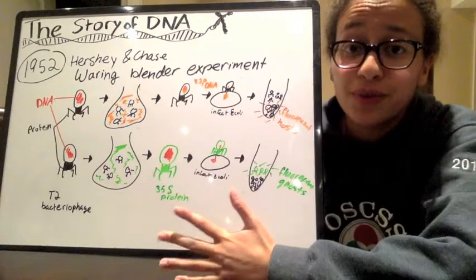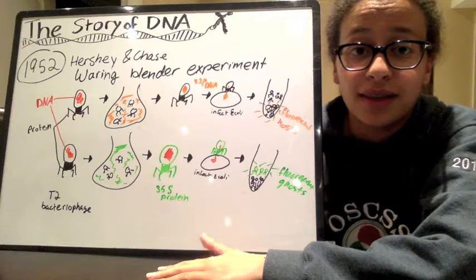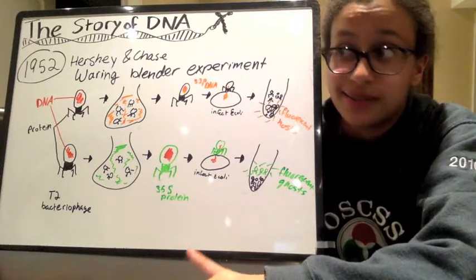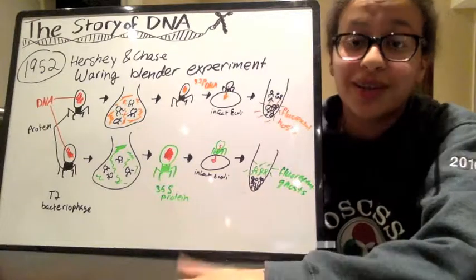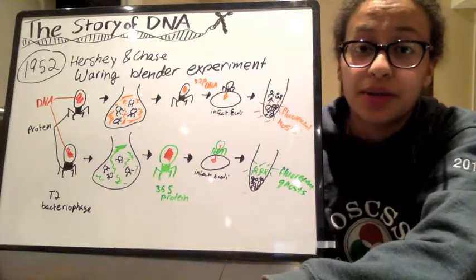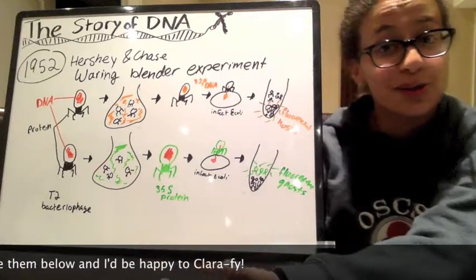So this is further proof after Avery and his colleagues said, hey guys, it's not actually protein, it's DNA. Hershey and Chase further proved it, and then the scientific community had to accept it at this point. Now we know that DNA is the molecule of inheritance.